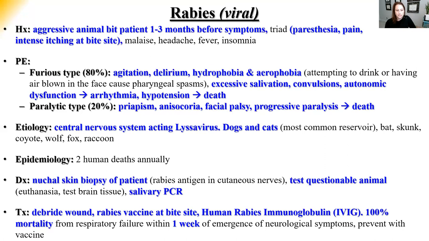For treatment, if the patient presents directly after the bite, you want to debride the wound, get off as much contaminated tissue as you can. You would give them a rabies vaccine at the bite site, and then you would want to give them an infusion of human rabies immunoglobulin.